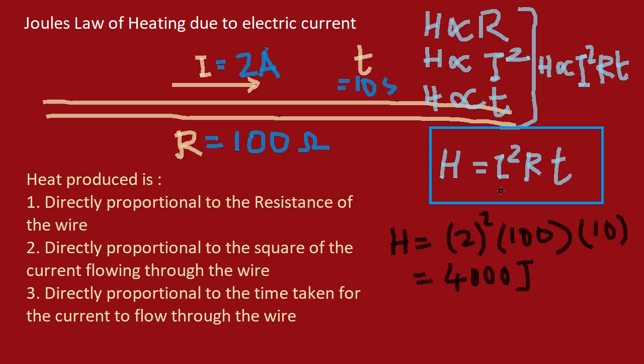Now you must understand one thing here, that the heat is directly proportional to the resistance and the time taken, but it is also directly proportional to the square of the current. Hence, as the current flowing through the wire increases, the heat generated increases by the square. So if the current is doubled, the heat generated will become 4 times. That is a situation that you have to keep in mind.